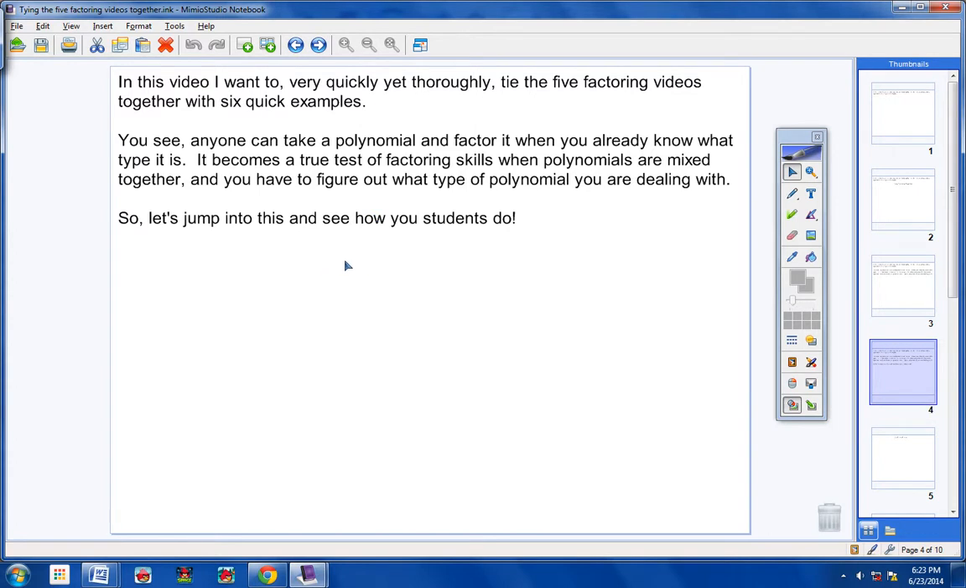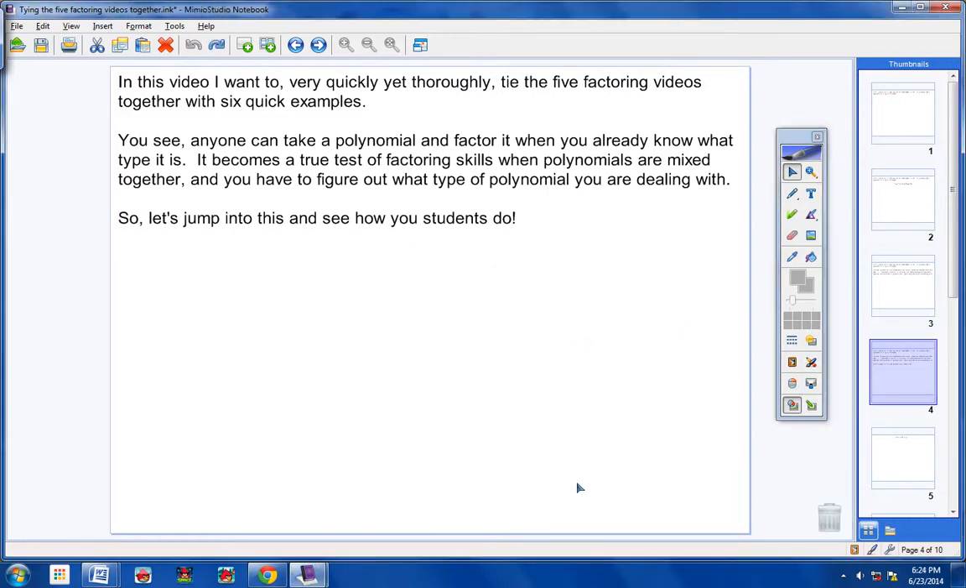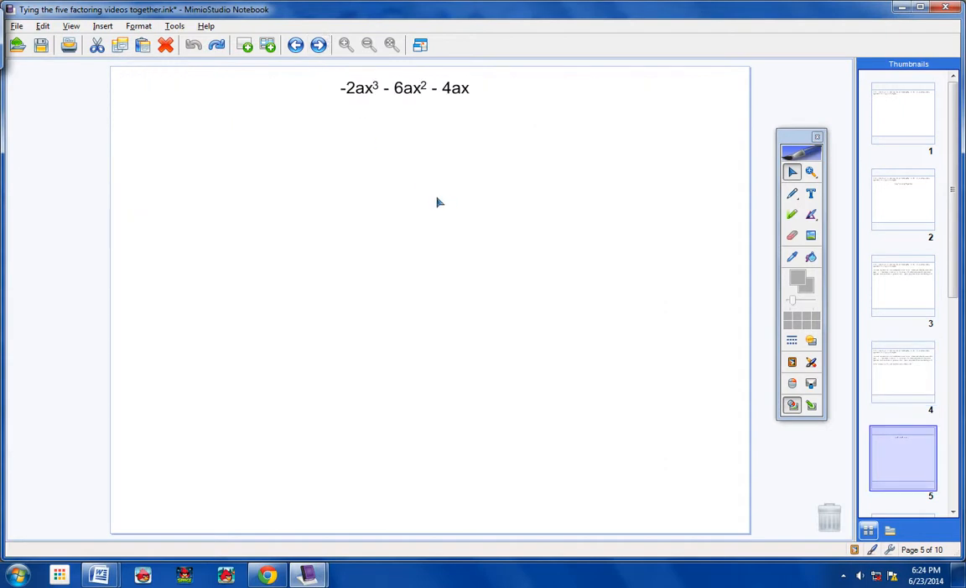Let's look at 6 problems and see if you have the ability to first pull out what's common and then evaluate what type of polynomial you have left over so that you can then factor it properly. Take some really good notes. Here we go. Copy down this first problem in your notes. Negative 2ax cubed minus 6ax squared minus 4ax.